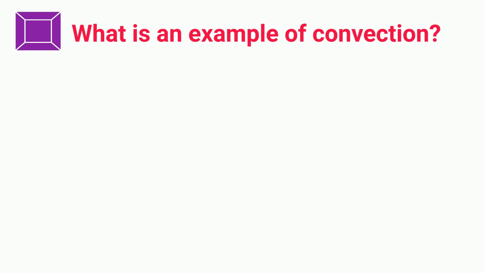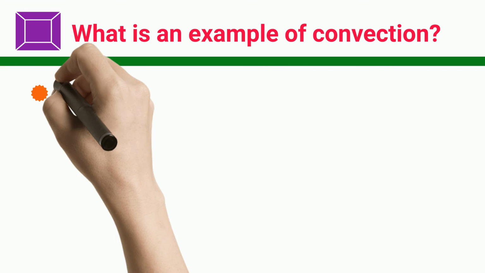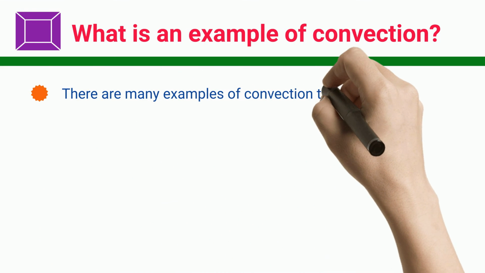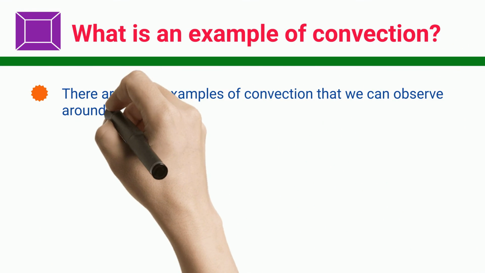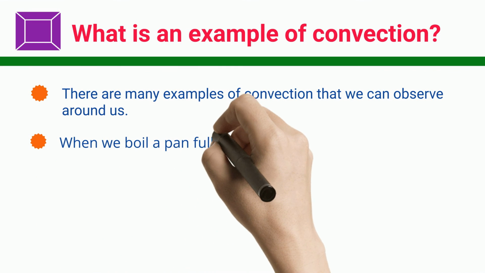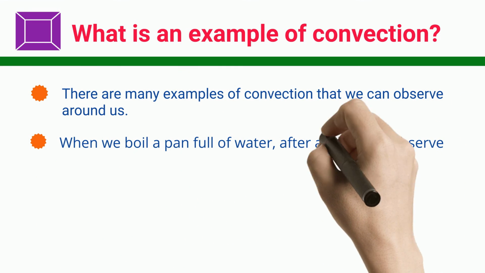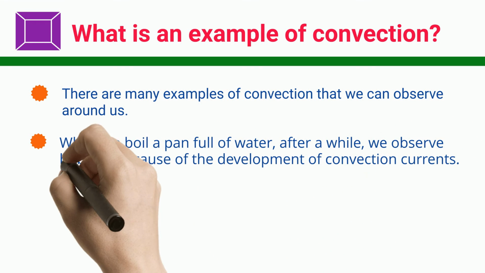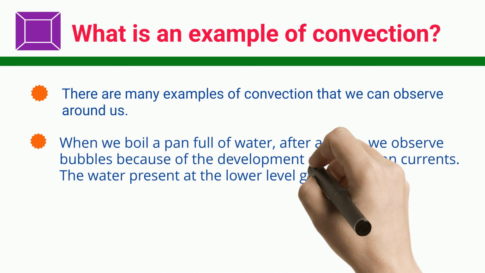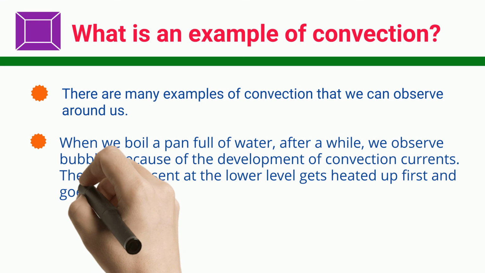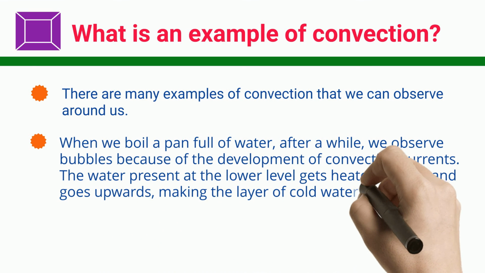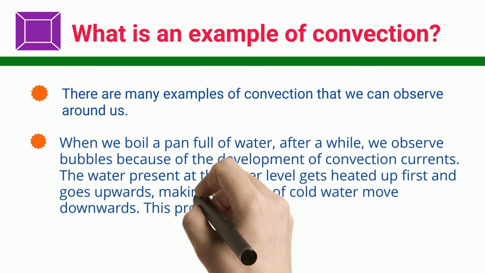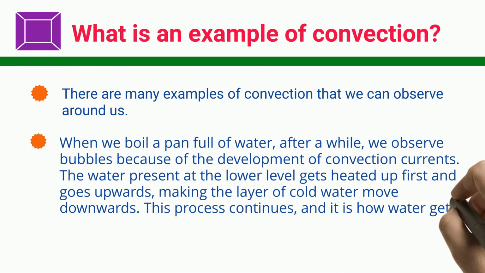What is an example of convection? There are many examples of convection that we can observe around us. When we boil a pan full of water, after a while, we observe bubbles because of the development of convection currents. The water present at the lower level gets heated up first and goes upwards, making the layer of cold water move downwards. This process continues, and it is how water gets heated up.